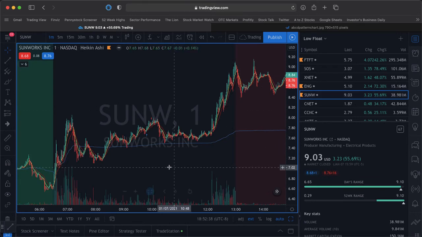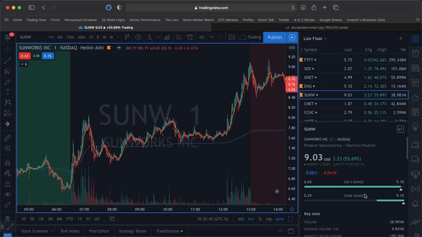Sunworks, SUNW. The chart isn't as clean, but the pattern is there. And I wanted to bring this one along too, just so you can see that not every chart is going to be exactly the same. You're going to see different slight variations in the ABCD pattern, but in general, you'll see some common themes, and you'll be able to kind of pick them out and understand the nuances.